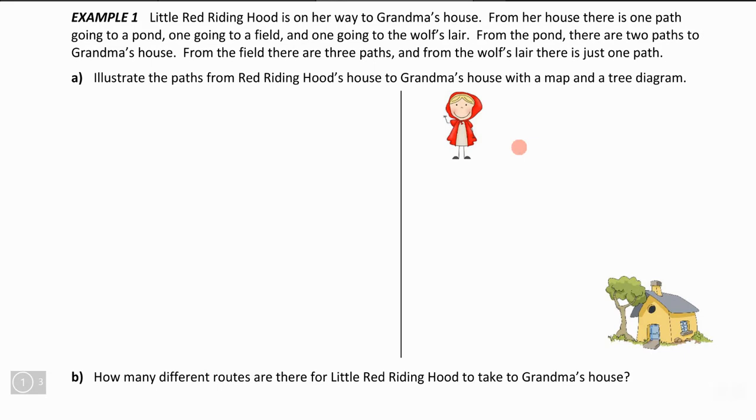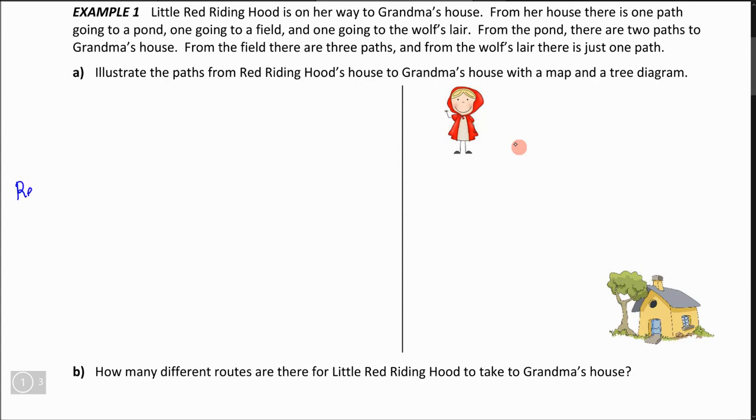So I'm going to start off here on the left side. I'm going to start off with Red Riding Hood right there. And we know that from her house, there's one path going to a pond. So I'm going to just illustrate that by showing that we're going to draw a path going to a pond here. And we know there is one path going to a field. So I'm just going to draw one branch of my tree pointing to a field. And I'm going to draw a third branch going to the wolf's lair. So I'll just draw a wolf down here and show a third branch going there.